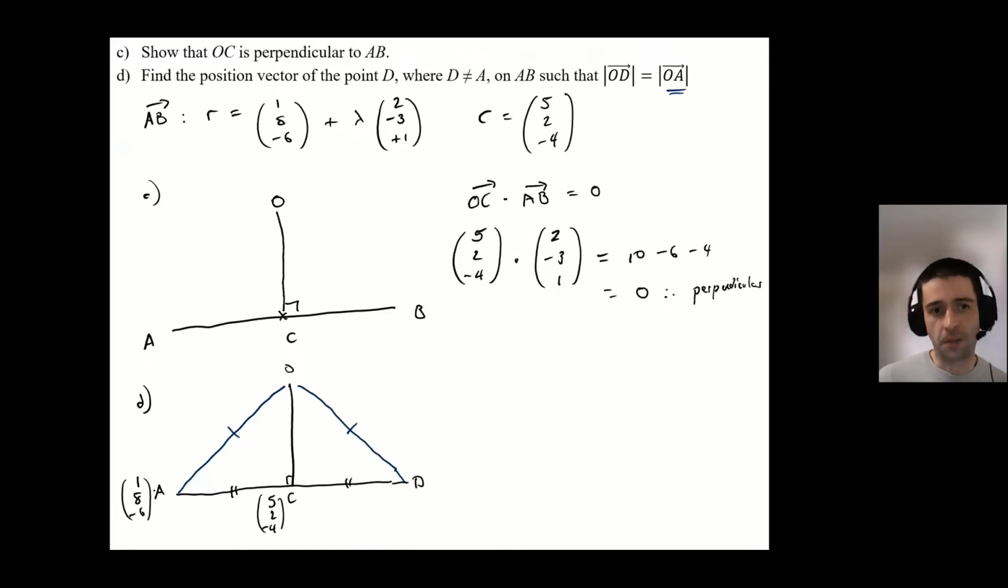So let's look at what's happened to the i component, the x coordinate. I've added 4, so that means D's x component must be 9. With the y, the j component, I've gone from 8 to 2, so subtracting 6 takes me to -4. And with the k component, -6 to -4 is adding 2, so that takes me to -2. So the position vector of D is equal to 9i minus 4j minus 2k.